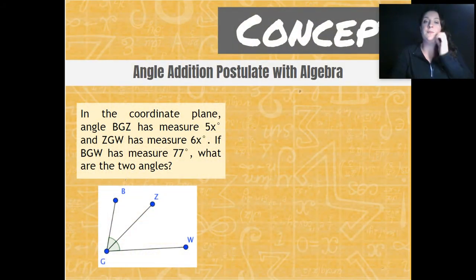So in the coordinate plane, angle BGZ has a measure of 5x, and ZGW has a measure of 6x. If BGW has a measure of 77 degrees, what are the two angles?